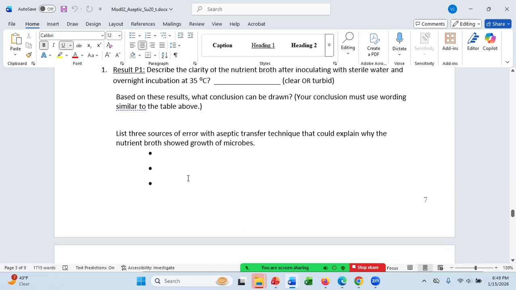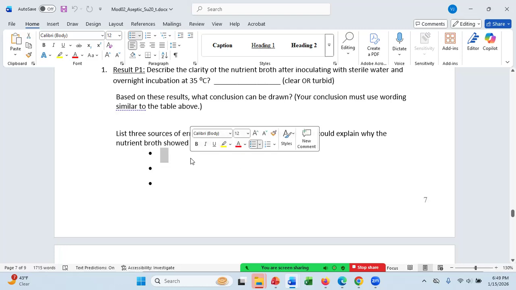List 3 sources of error with aseptic transfer that could explain why the nutrient broth showed growth of microbes in the tube. So you need to get 3 reasons, and they have to work for procedure 1. Like sometimes I get students saying something like, well, the needle that you use wasn't successfully sterilized, and so that contaminated the tube. But we didn't use a needle, we didn't use a loop either. You didn't use a needle, so that's not a correct answer. Any question about any of that? So give me 3 reasons how you could have got contamination.